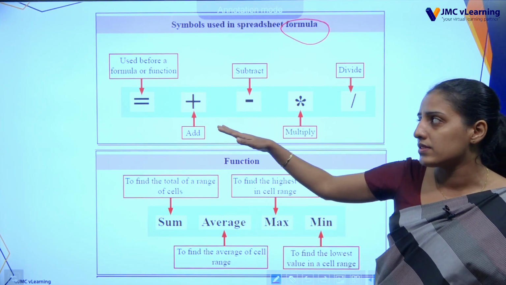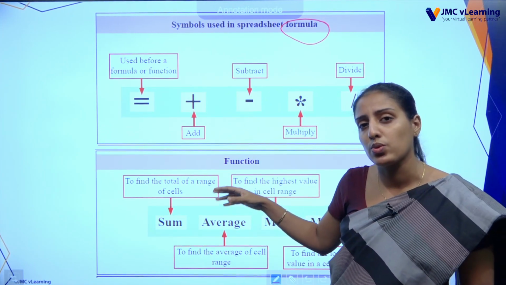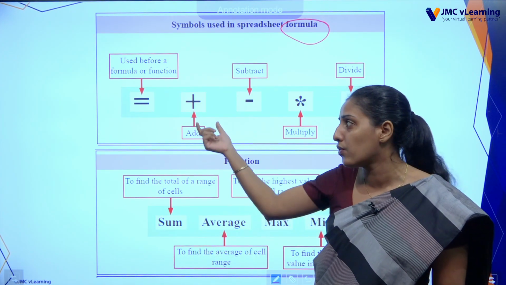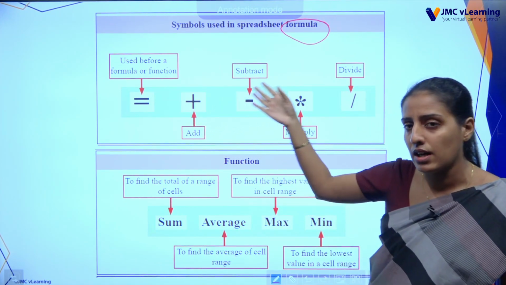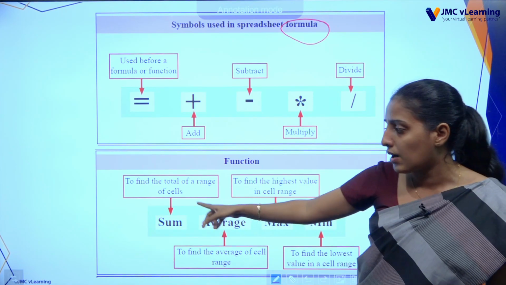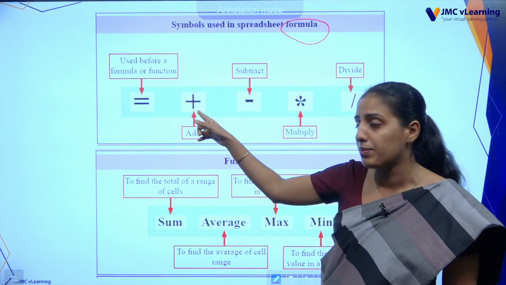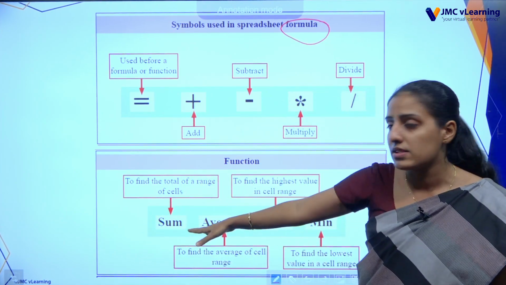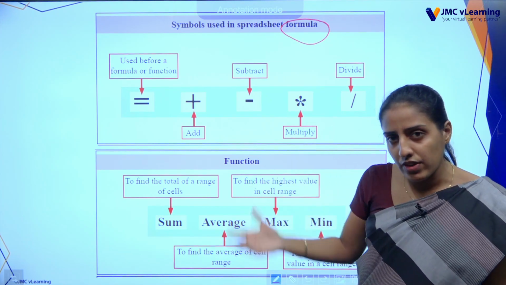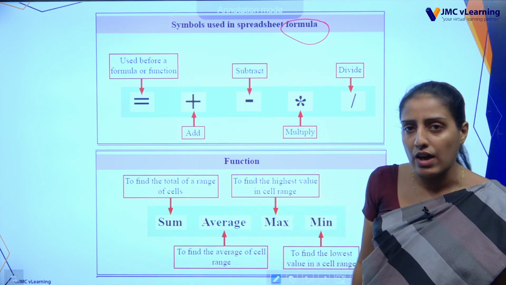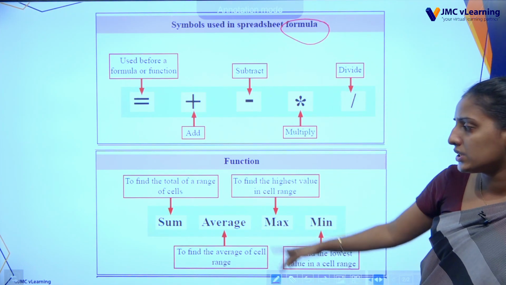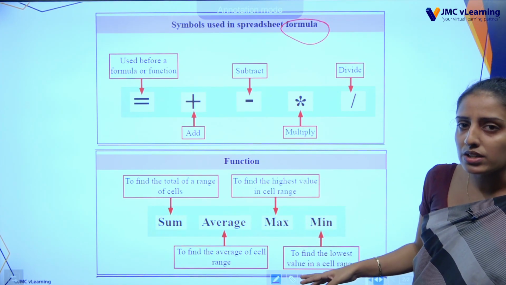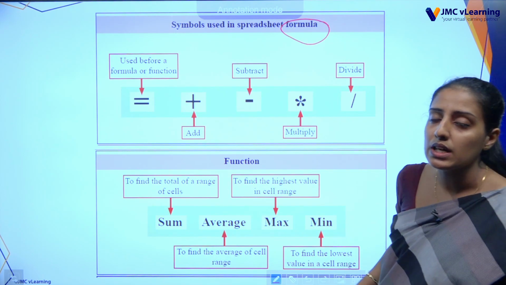Some of the formulas can be done through Microsoft Excel functions. For addition, the sum function can be used instead of the plus sign. If you want to get the total of the cells, you can use the sum function. If you want to get the average of a cell range, you can use the average function. The max function is used to find the highest value in a cell range, and the min function is used to find the lowest value in the cell range.